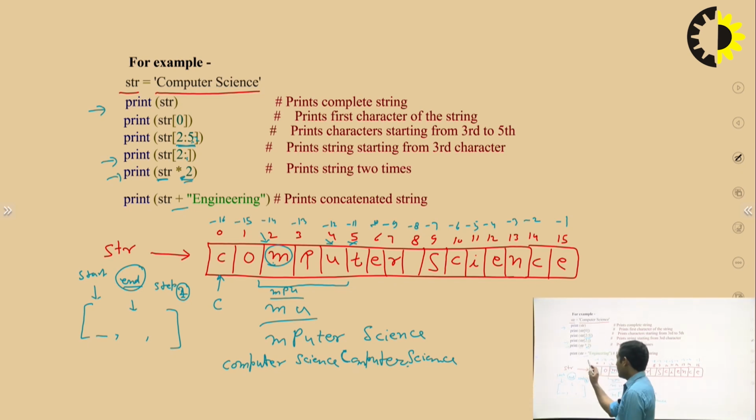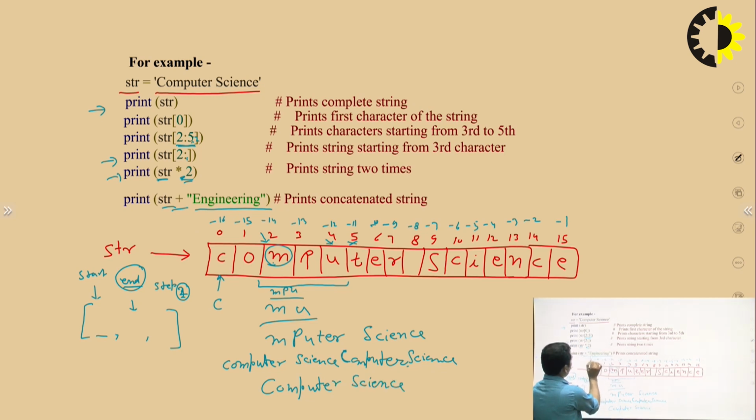Concatenation means we are adding or concatenating the str object with this particular string. This is a string literal, that is engineering. So the value in str is computer science, then concat engineering. Plus engineering means no space here, simply engineering. So computer science engineering by using this concatenation operation. Okay.